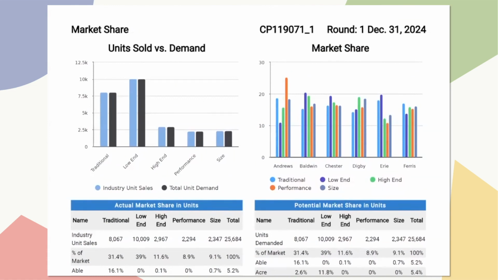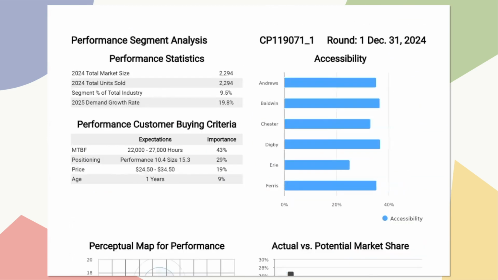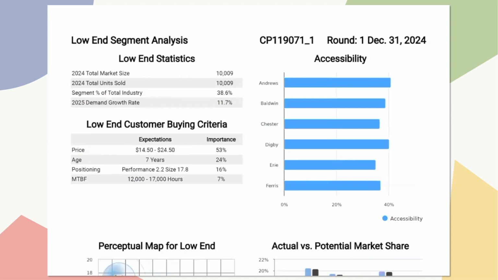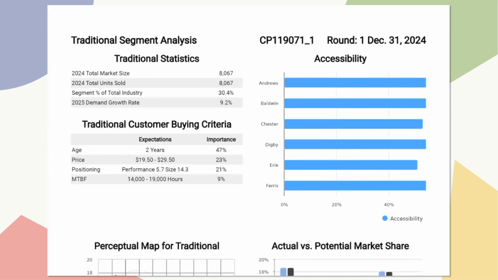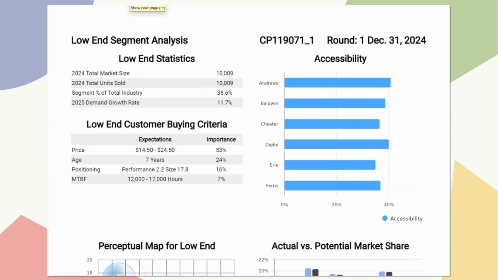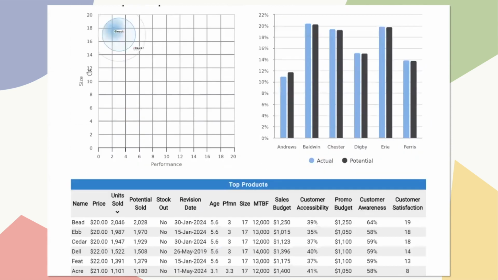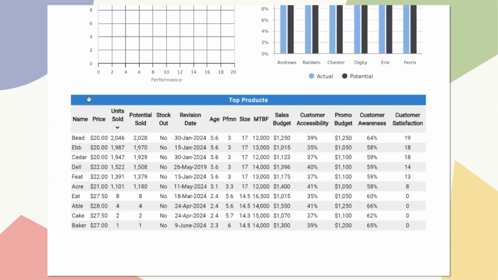On pages 5 through 9, you can view each segment's sales and the product's information that's sold in the segment. Let's look at the low-end segment and consider the Andrews product Acre. Here in the top products table, you can see all the products that sold in the segment and tons of useful information about each of them. You can see their price, how much they sold, the specs that went into their design. All the way here on the right is the customer satisfaction score.